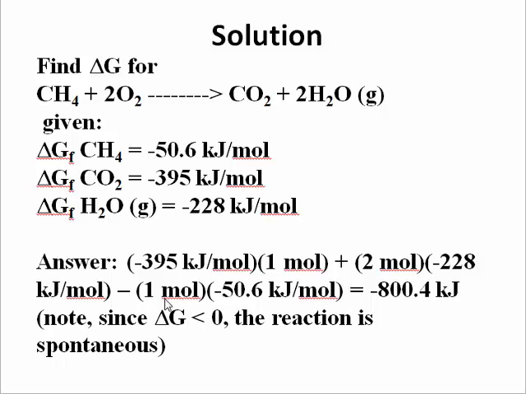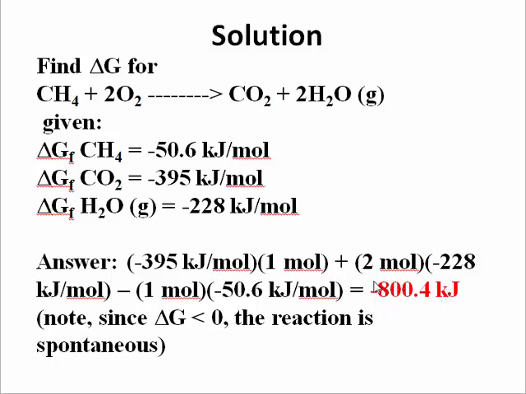Subtract, because we have to subtract reactants from products, 1 mole times negative 56 kilojoules per mole for the methane. And notice oxygen does not appear in this computation because it is an element and has a delta G of formation of 0. Alright, the answer is that delta G for this reaction is negative 800.4 kilojoules.